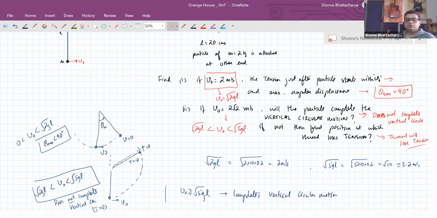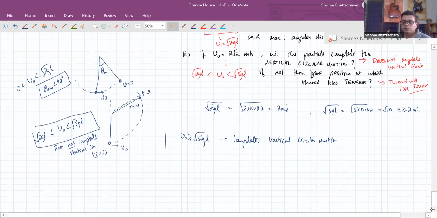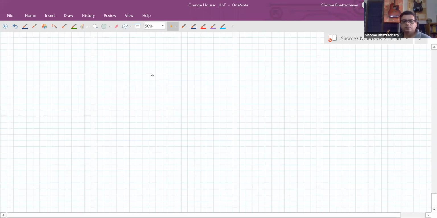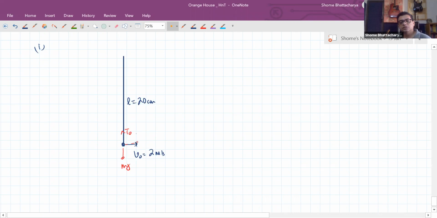So next let's come to the solving part. You can see that at this point of time, if the tension is T naught, it's going in a circular path like this.